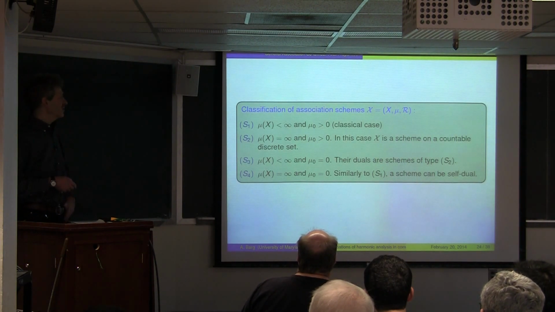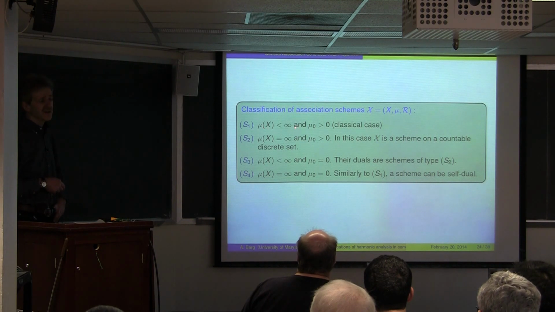Well, we can argue about classification of association schemes in general. If the measure of x is finite, and the measure of a point is positive, then that's the classical case, a discrete finite set. If the measure of x is infinite, but the measure of a point is finite, that's like the integers, so it's a countable discrete set.